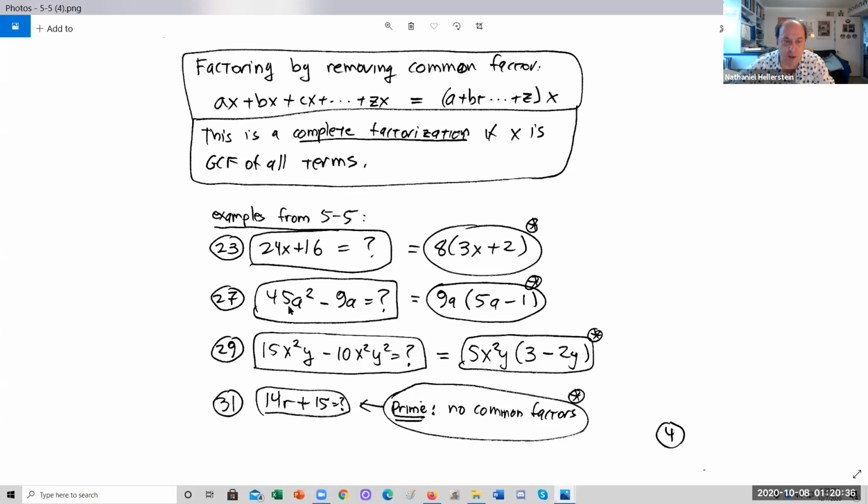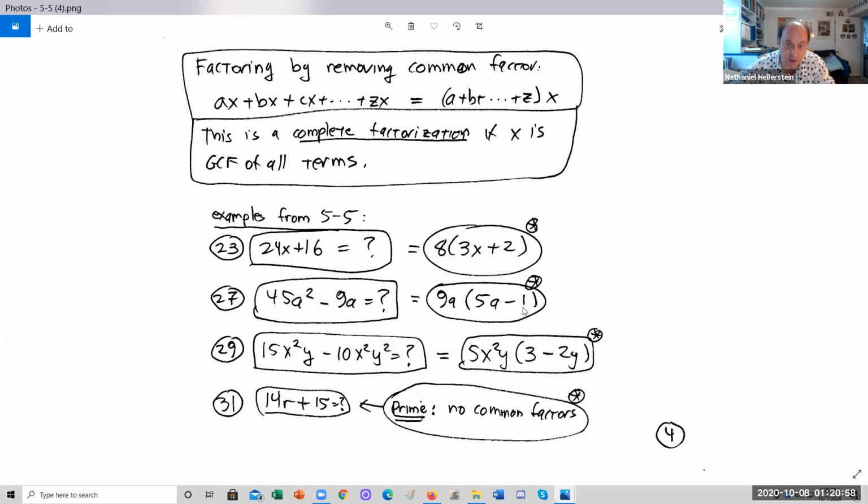We have a 45a squared minus 9a. 9 goes into 45 and 9, so we pull out a 9. Here we have an a squared and an a to the 1st, so we pull out an a. And what's left is 45a squared over 9a is 5a, minus 9a over 9a is 1. 9a times 5a minus 1.